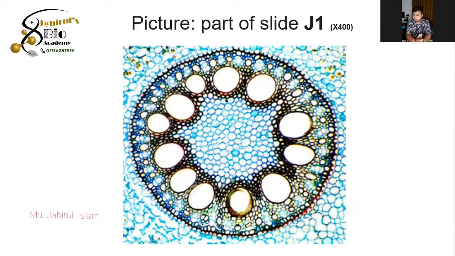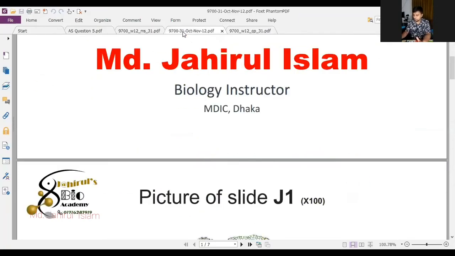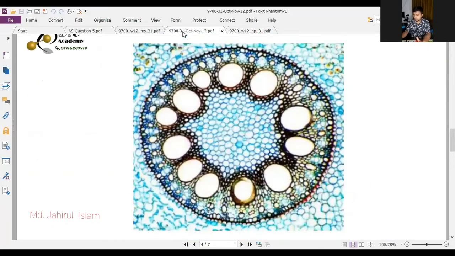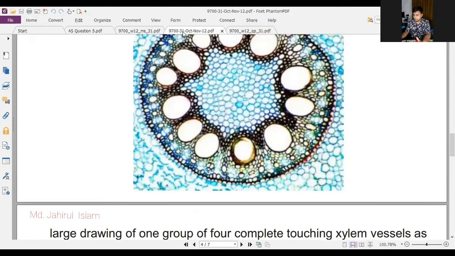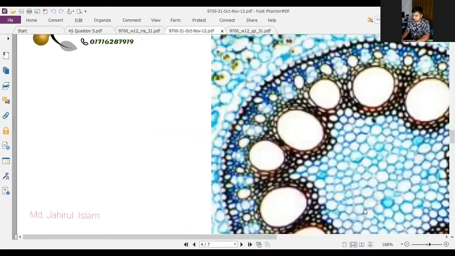Okay, this is the picture of the center part. That is why I have given a larger picture, so that you can easily understand that it is 400 times magnified, so you can easily understand that question and easily draw from here. Okay, so for drawing I will annotate how to draw, and I will zoom it a little bit larger.